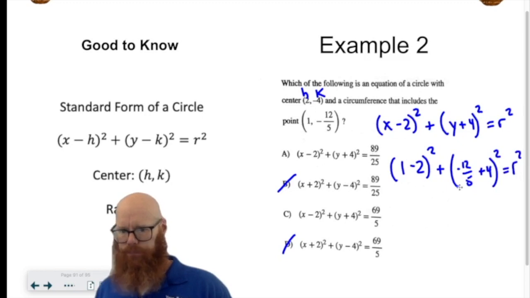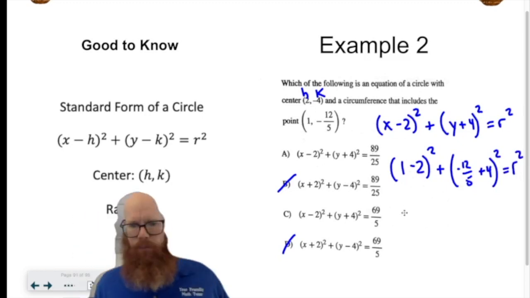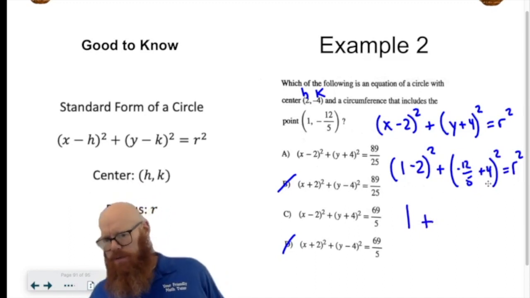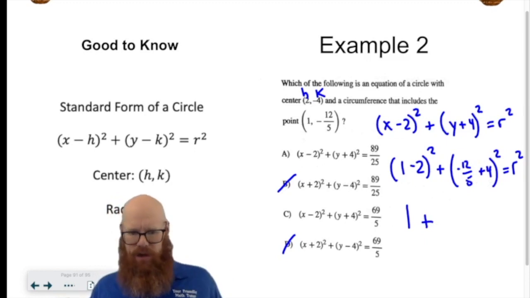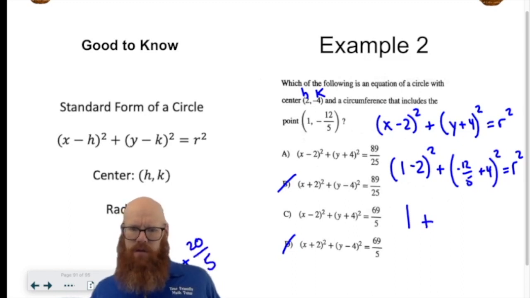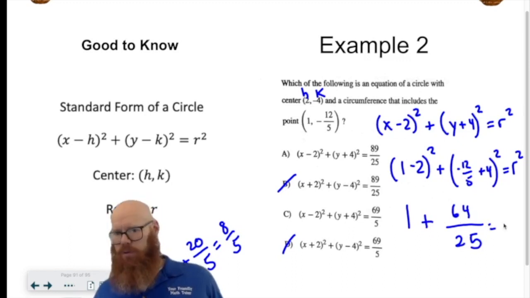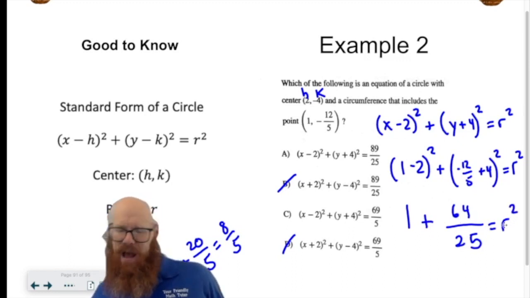1 minus 2 is -1, and -1 squared is 1. For -12 over 5 plus 4, I'll do this over here. Let's think of 4 as 20 over 5. So that's going to be 8 over 5. If we square that, that's going to be 64 over 25. And then we do 1 plus 64 over 25.